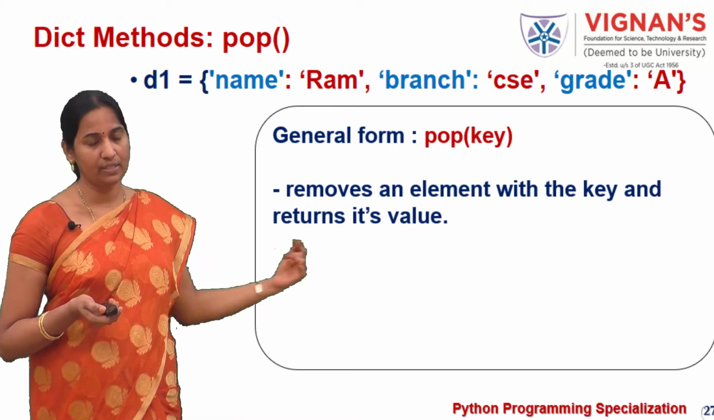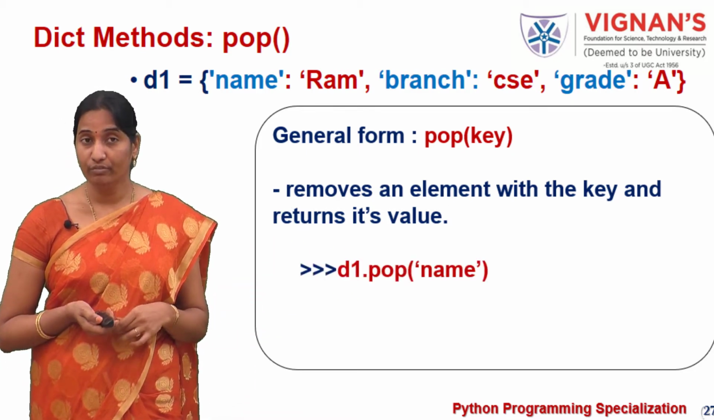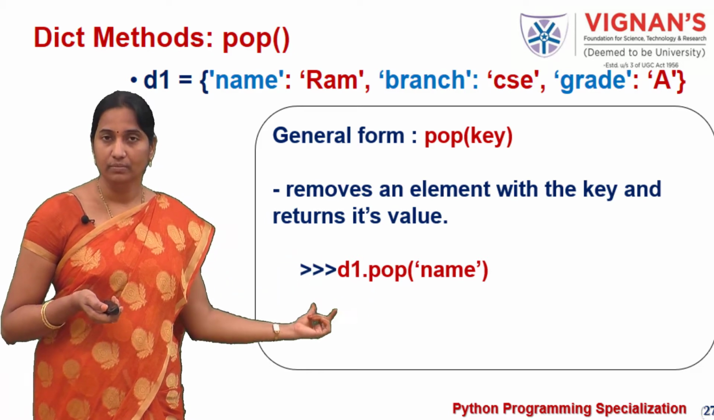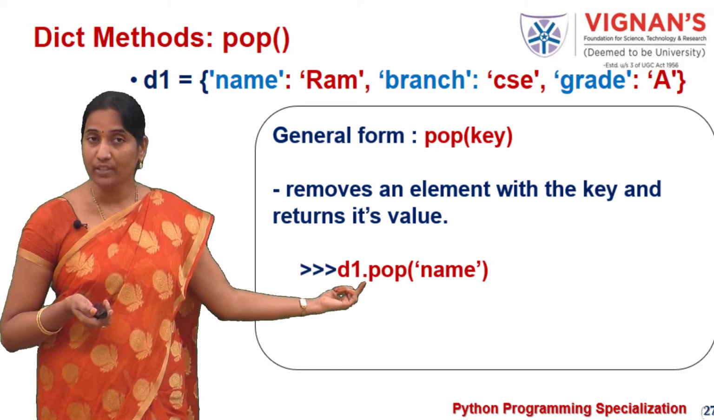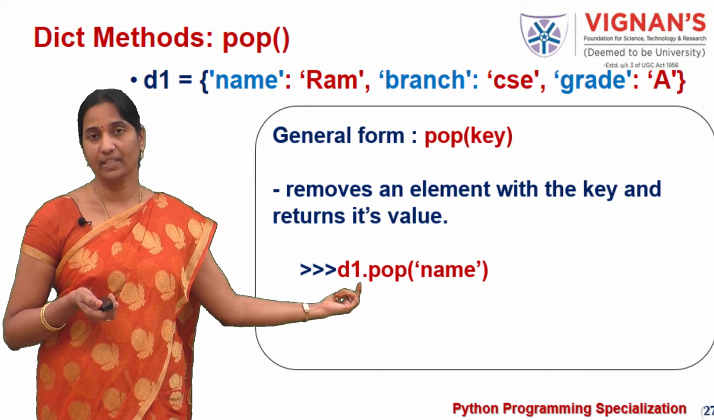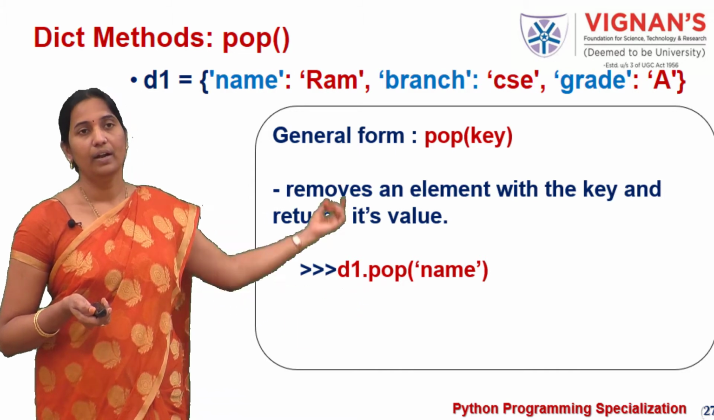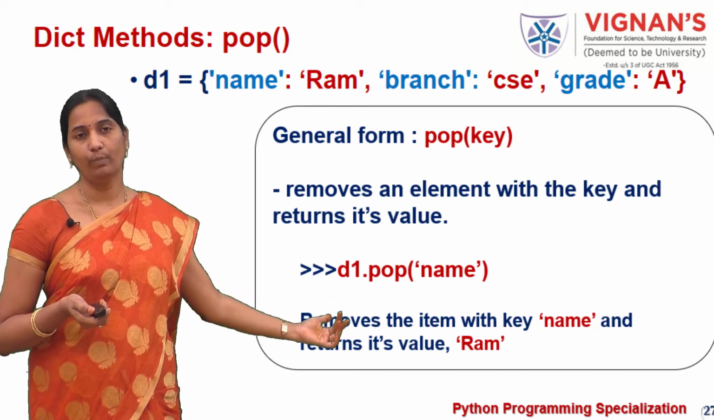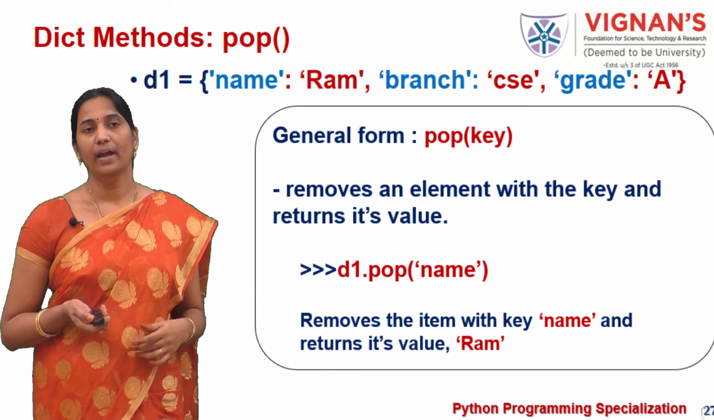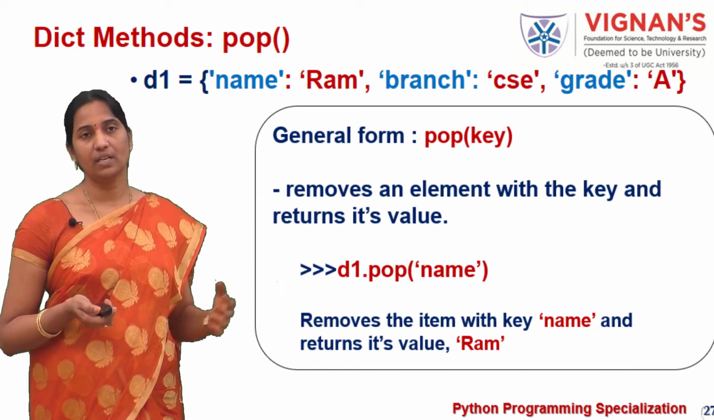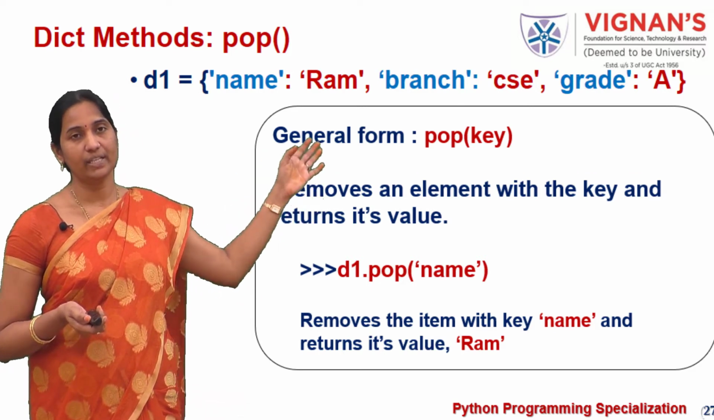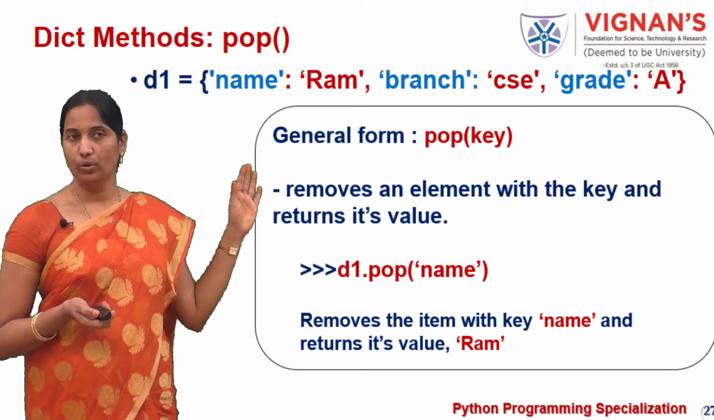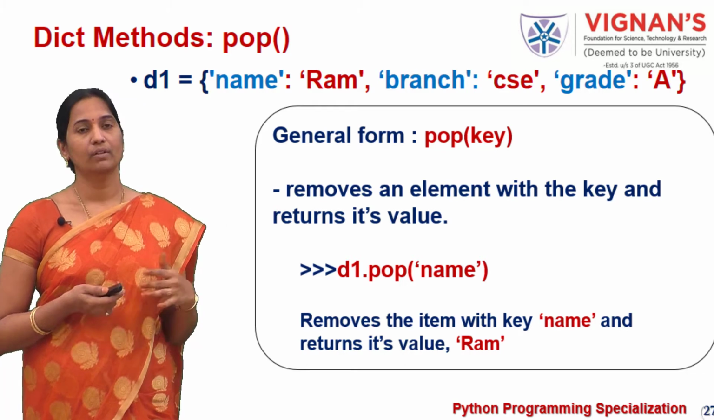So here you can have this example D1 dot pop of name. It removes an element from the dictionary D1 whose key matches with the value that you are passing, that is name. Here name is a key which has the value Ram. That's how this method pop returns the value Ram, and moreover if you try to access D1, your D1 contains only 2 elements. So name, with associated value Ram, will no more be available.